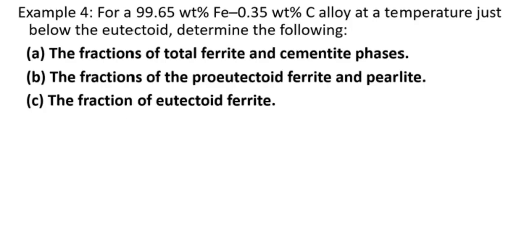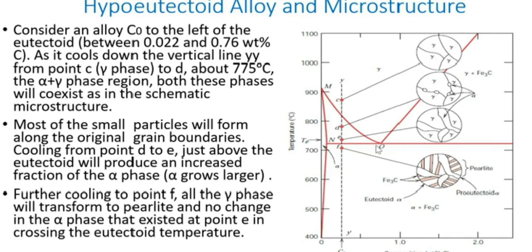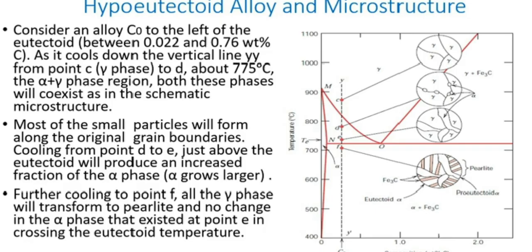So the second question now, you have to look at the boundary for each question. The second question now asks us what? To calculate the fractions of the proeutectoid ferrite and perlite. In this case, we are looking at what? Hypo, right? In this case, it is left. Where is the perlite? The perlite region is this, 0.76, right? So it means we have two boundaries. This boundary 0.76 and what? And ferrite. Because the question asks what?